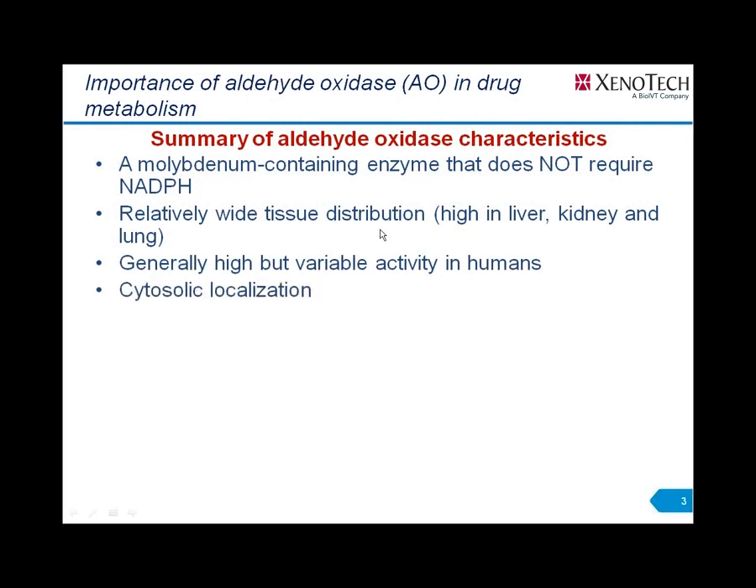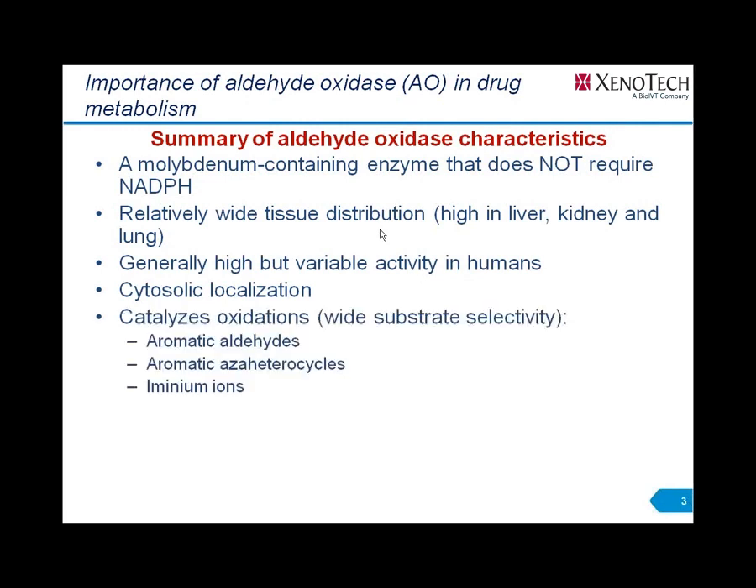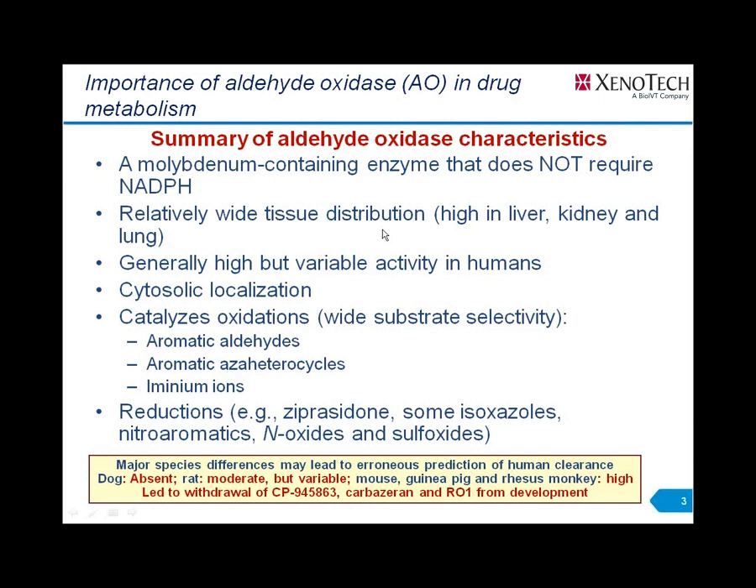It does have cytosolic localization, and the wide substrate selectivity includes aromatic aldehydes as well as aromatic azaheterocycles and iminium ions that can actually be produced as intermediates from P450 metabolism. Reductions have also been reported, so with ziprasidone, some isoxazole moieties, nitroaromatics, N-oxides, and sulfoxides. In some cases, you do have to perform these in vitro under special conditions, so their clinical relevance, with the exception of ziprasidone, is not widely known at this point.